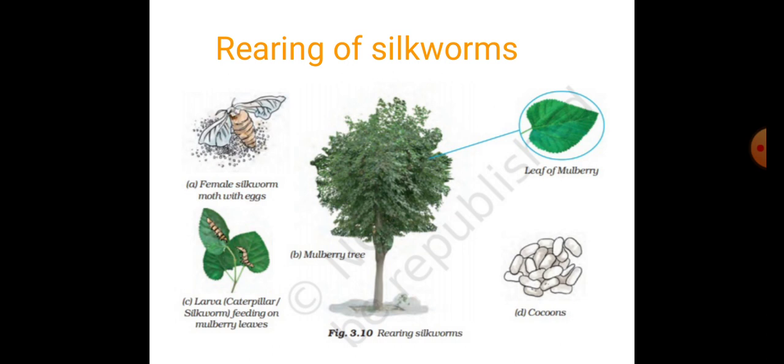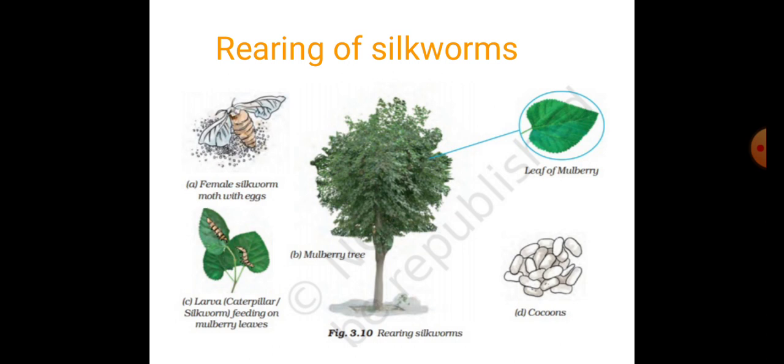A perforated sheet of paper is placed over the hatching box or tray and chopped mulberry leaves are spread over it. When the larvae, meaning silkworms, otherwise we can say caterpillars, hatch out from the eggs, they feed on mulberry leaves. They eat day and night and increase enormously in size. After 25 to 30 days, the silkworms stop eating.